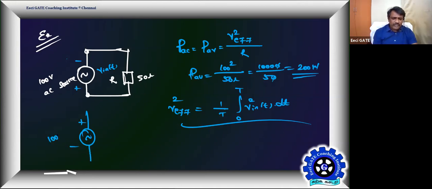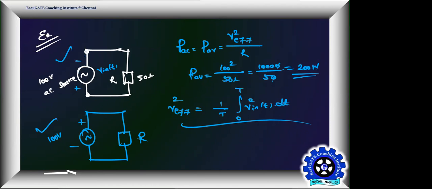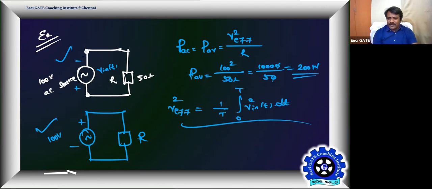So don't get surprised if someone asks: if an AC source of 100 volt, shown like this, is delivering a power of, say, some resistor, 200 watts, then what power will this setup deliver? Don't say minus 200. Getting everyone? Yes, sir. So both are going to deliver 200 watts, the same power.